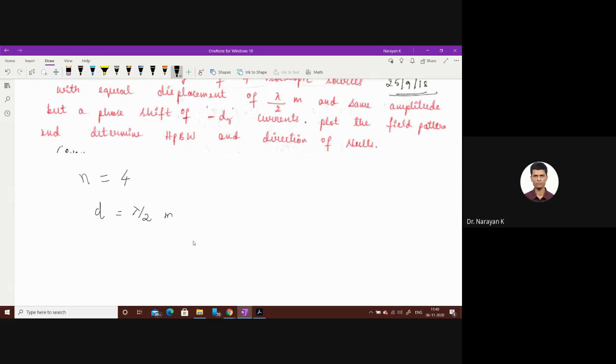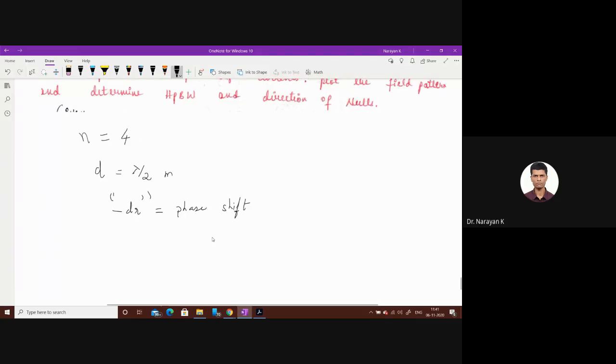What is d? Lambda by 2 meters. Agreed? Okay. Yes, sir. Now he has given one phase shift, minus dr. This is your phase shift term. Again, this is neither a broadside array nor an end-fire array. This is somewhat a hybrid in between that.